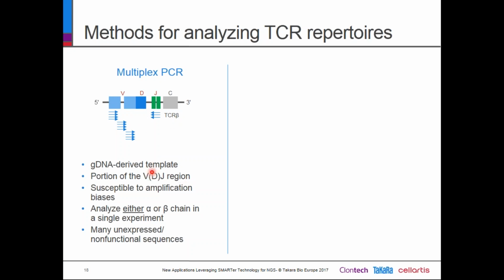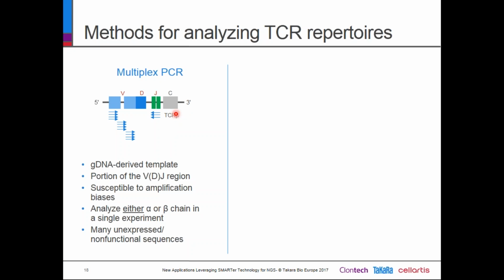As in any PCR experiment, and this is particularly true in multiplex PCR, you will have some amplification biases because some sequences are amplified more efficiently than others. So this requires a lot of optimization. The other thing is that you can only amplify the TCR beta or the TCR alpha in separate experiments; every time you need to do separate amplifications.